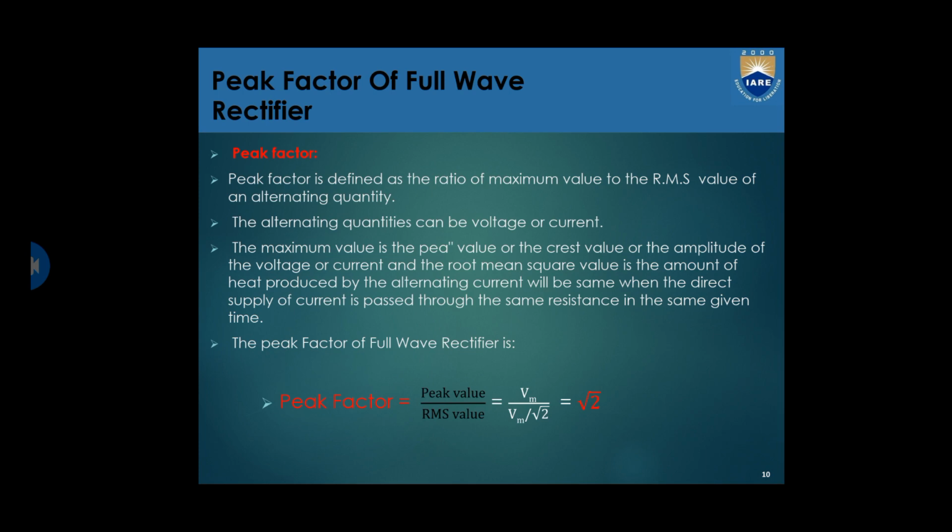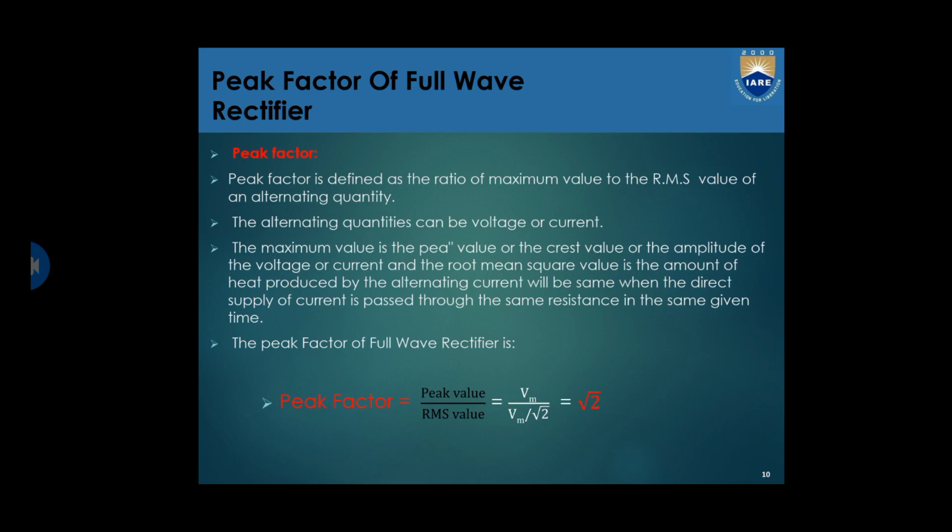Now let us see the peak factor of a full wave rectifier. Peak factor is defined as the ratio of the maximum value to the RMS value of an alternating quantity. The alternating quantities can be voltage or current.